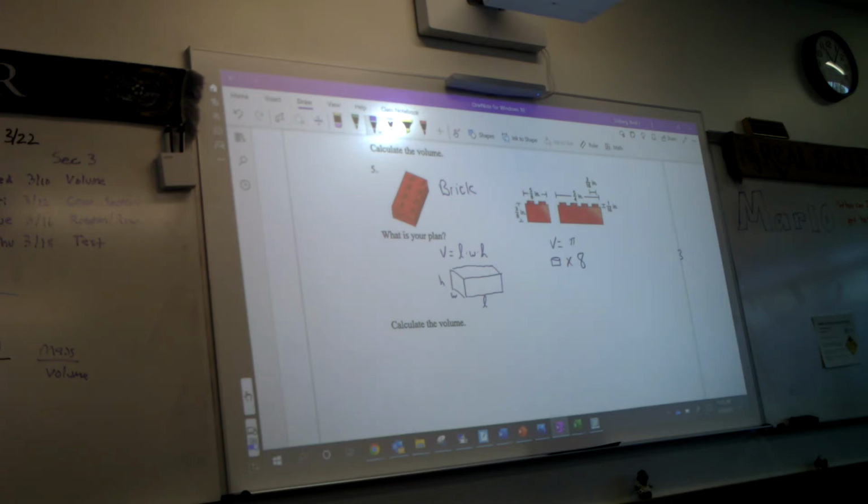There we go. So we're going to look at the area of the base. Since the base is a circle, that's pi r squared. Then we times it by the height. Okay, so let's actually do those calculations here.